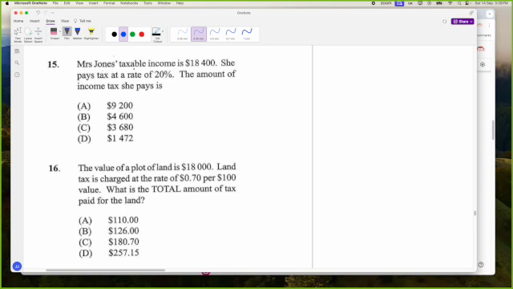Miss Jones's taxable income is this. That's her taxable income. She pays tax at a rate of 20%. So she had to give the government 20% of that. The amount of income tax she pays, so not how much she's taking home, I just had to find 20% of 8400.